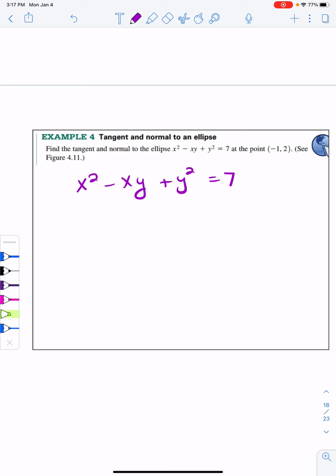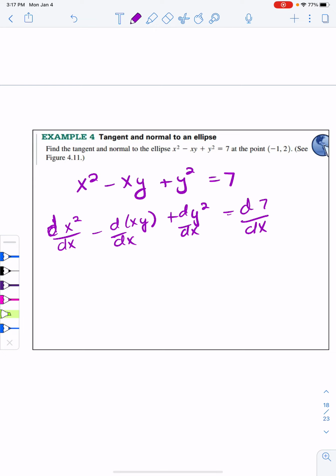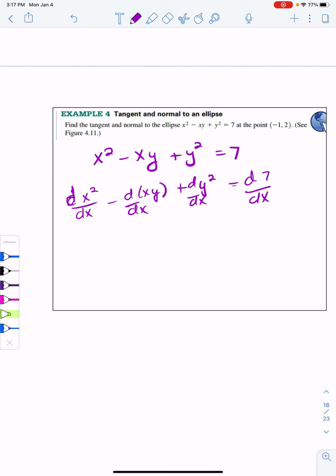And we're going to take the derivative implicitly. So we're going to take the derivative of x squared minus xy plus y squared, and these are both with respect to x. Take the derivative of 7 with respect to x as well. So we're taking 4 separate derivatives. We're just going to apply our rules based on what we have. The same rules we've had before apply.